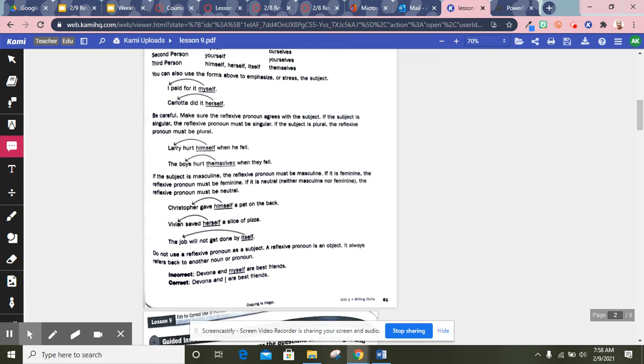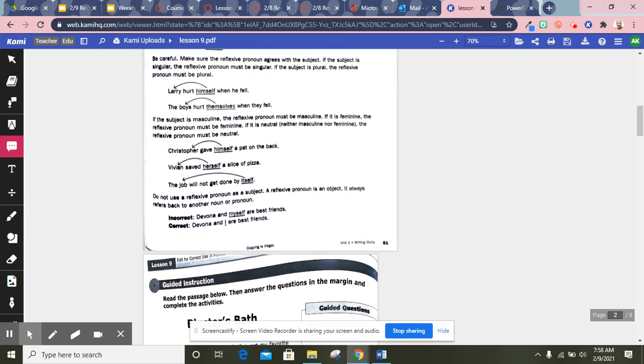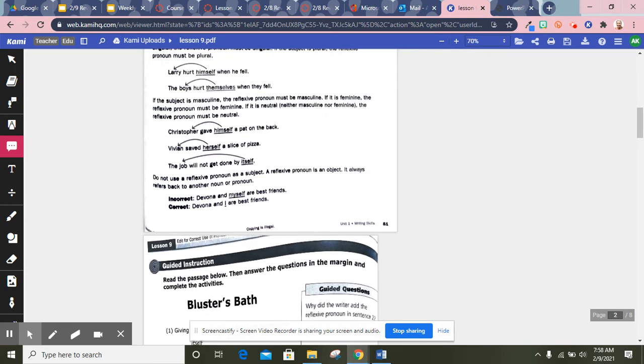Larry hurt himself when he fell. I wouldn't say Larry hurt themselves because he's a him. The boys hurt themselves when they fell. Remember, we need it to match in quantity.